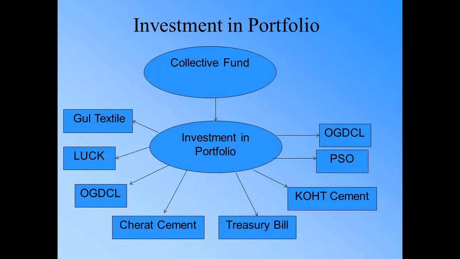Instead of investing in a single security, a mutual fund invests in a group of securities. You can see on this slide that the mutual fund has invested the fund which was available in the pool in different securities like OGDCL, PSO (Pakistan State Oil), Kohat Cement, Treasury Bills, or any other securities. So the mutual fund invests this amount into a portfolio to diversify the risk of the investors.